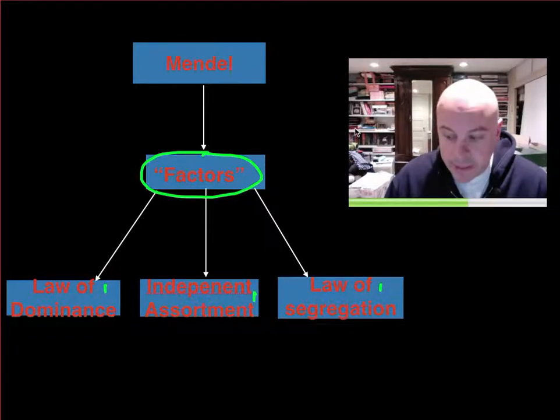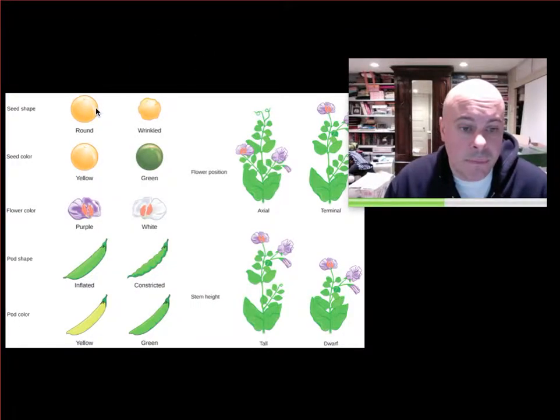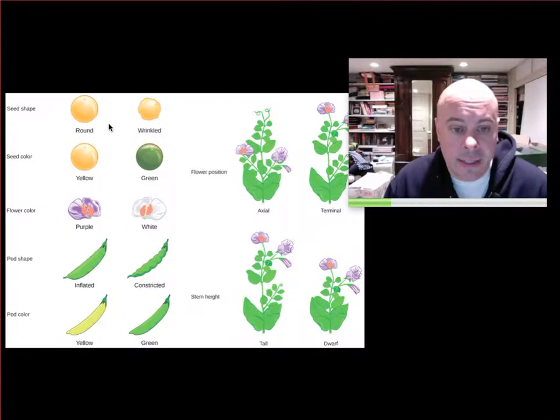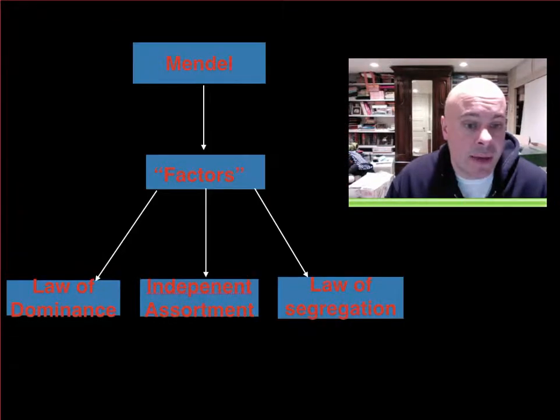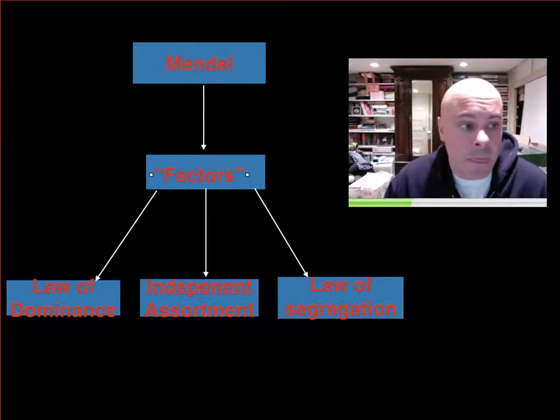So if we go back to this first slide, if we had one plant that had round seeds and another one had wrinkled seeds, and you crossed them, maybe the seeds came out round. Maybe there was a mix of round and wrinkled, or maybe just wrinkled came out. So that's how this law of dominance came out, because he said that sometimes some factors were dominant over the other, meaning, well, here, let's take a look at his experiment.